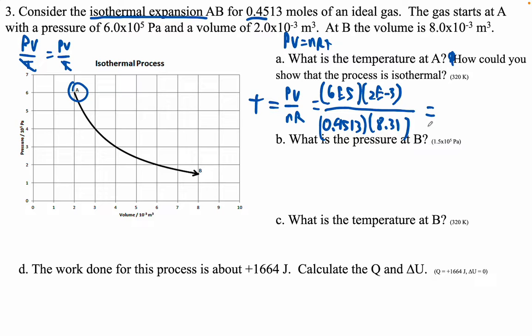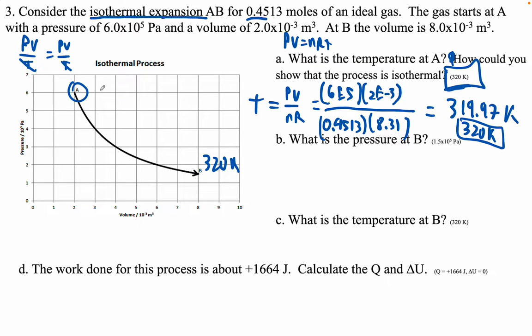All right, so 6E5 times 2E minus 3 divided by 0.4513 divided by 8.31. And I get 319.97. Obviously I engineered these numbers to get something close to 320 kelvins. All right. So what is the pressure at B? Oh, by the way, the temperature at B is also 320 kelvins. The whole line here is 320 kelvins. This is called an isotherm.